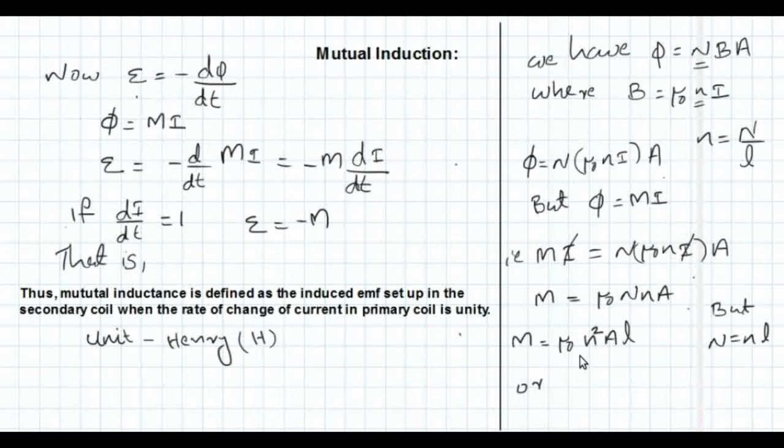And here mu 0 is a constant, right? And for a given solenoid, it will have a predefined area and a definite length. So mu 0, A and l will be constants. So we may write M is proportional to n square. So coefficient of mutual induction or mutual inductance is directly proportional to the square of n, where n represents the total number of turns per unit length.